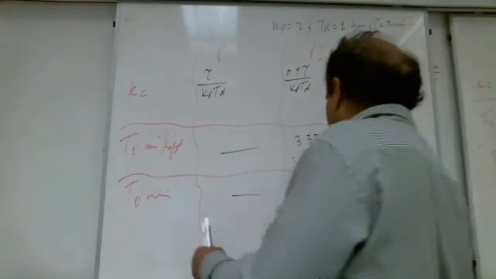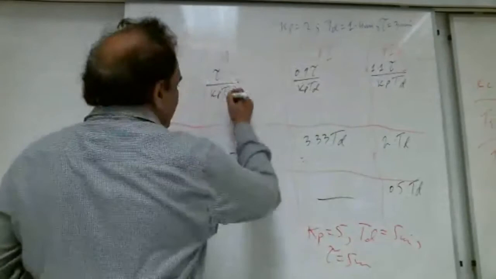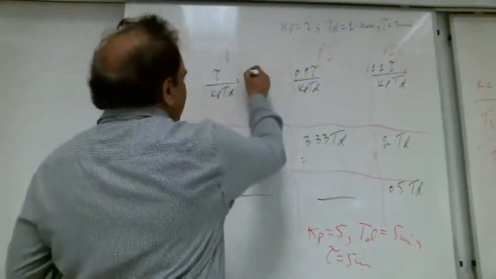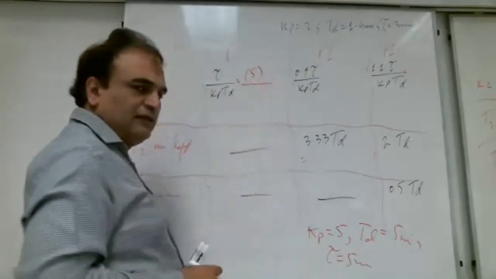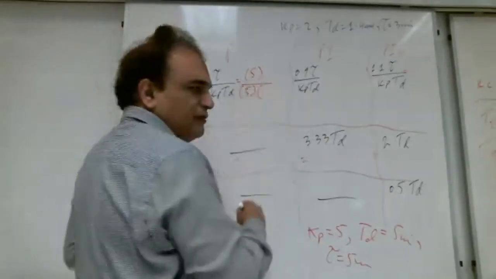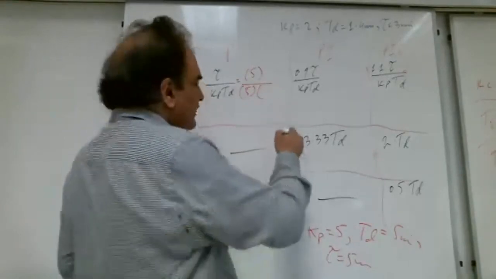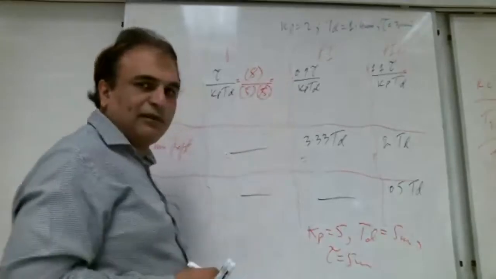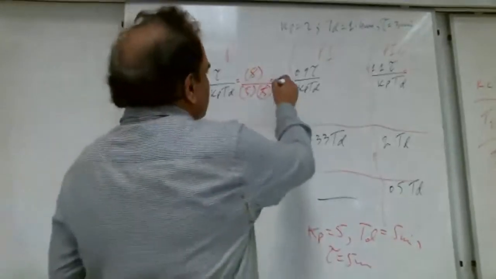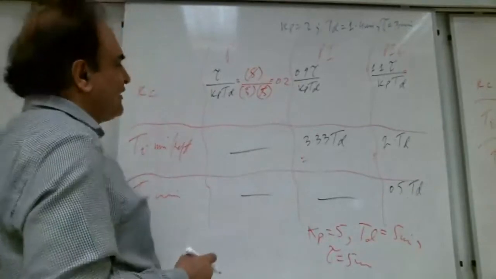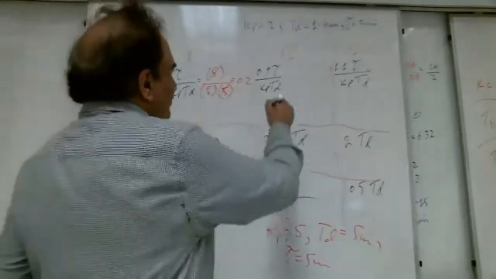So how much is tau, Shabab? 5. Very good. A lot of brothers are writing 5. How much is KP? 5. How much is TD? 5. Luckily everything is 5. So how much is 1 by 5? 0.2. Very good. A lot of brothers are writing 0.2.